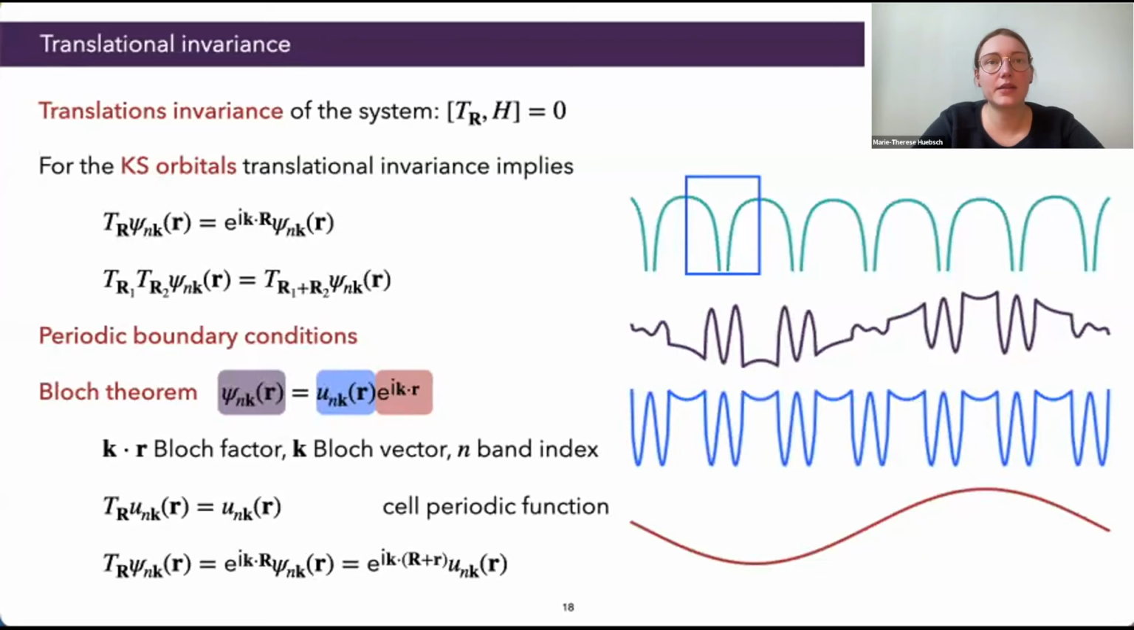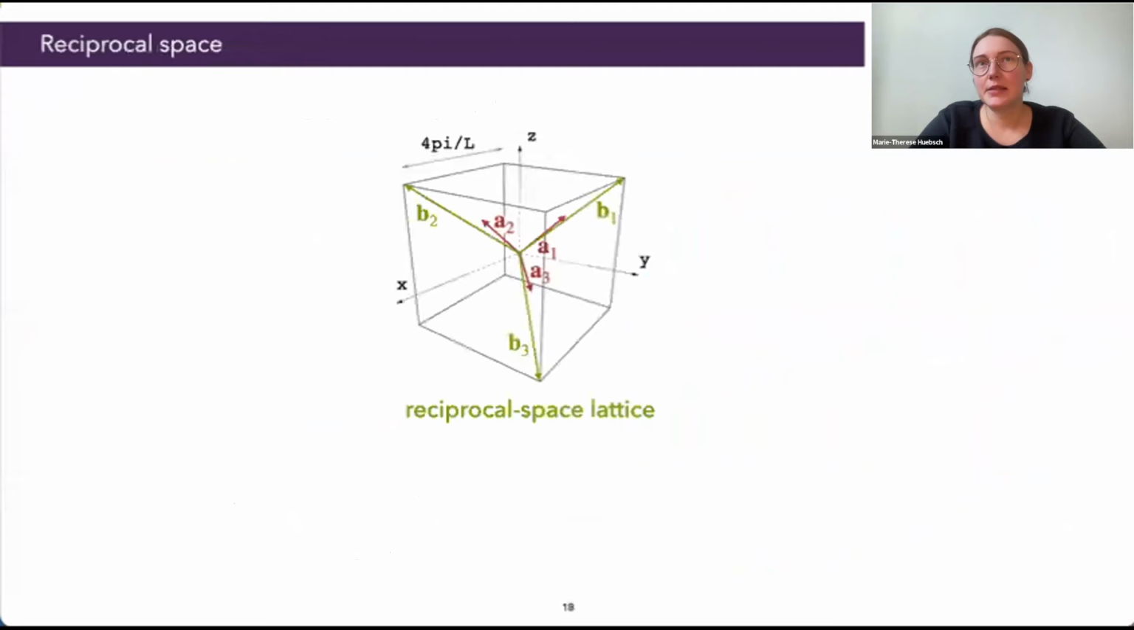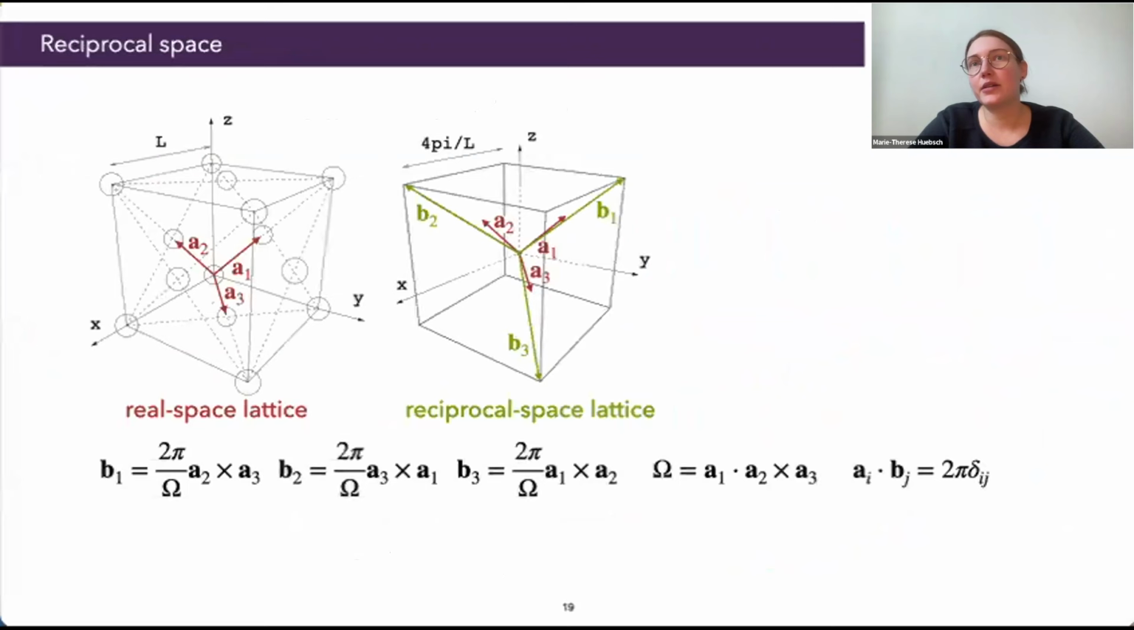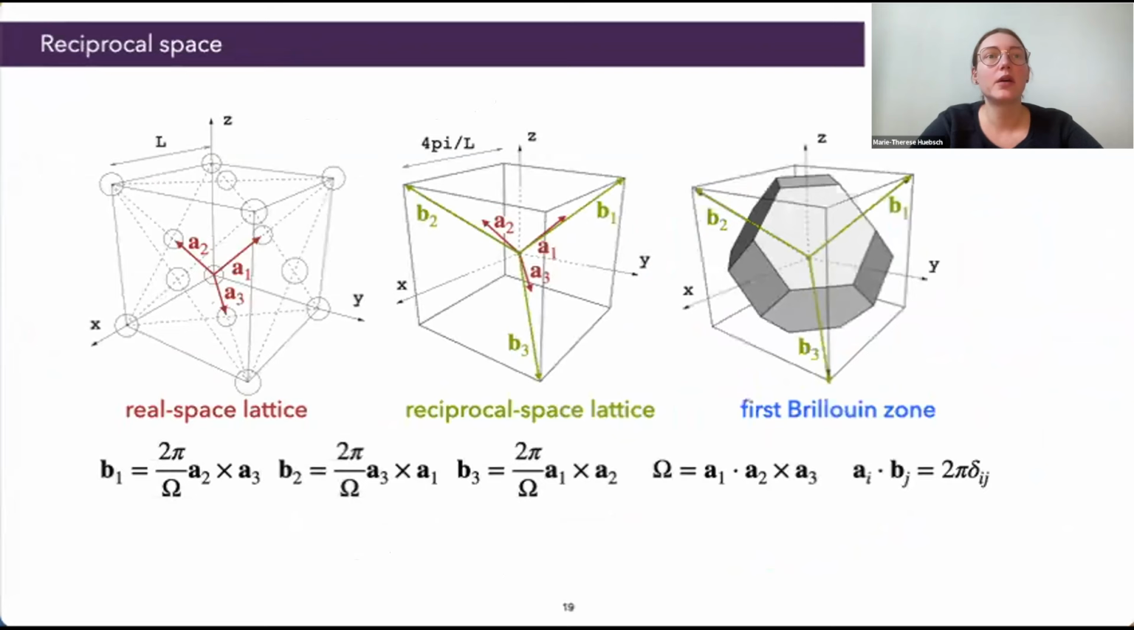I mentioned that the Bloch vector k lives in reciprocal space. So let's have a closer look at this reciprocal space. The reciprocal space is spanned by reciprocal lattice vectors. These are defined in terms of the real space lattice vectors. Omega is the volume of the unit cell. From the last equation, you see that a short real space direction actually yields a long direction in reciprocal space. This is something to keep in mind for your calculation. Based on the reciprocal lattice vectors B1, B2, and B3, we can then identify a primitive cell in reciprocal space. This is the so-called first Brillouin zone.